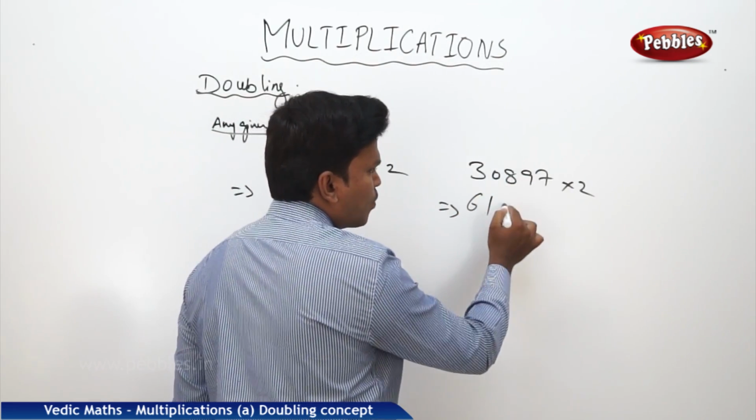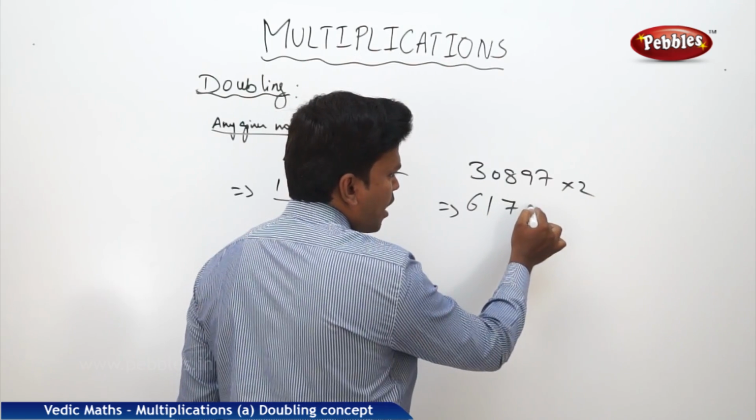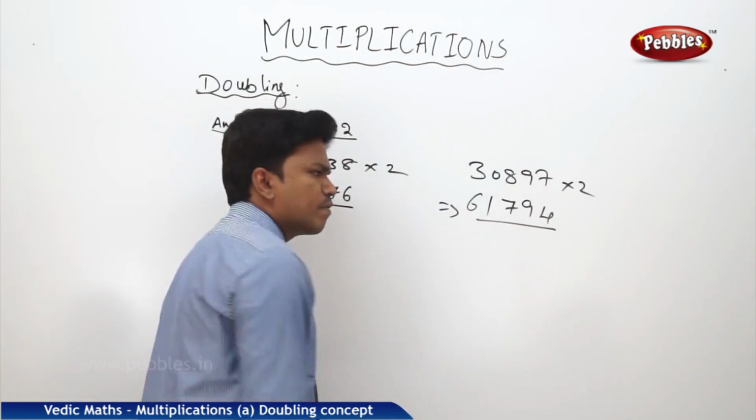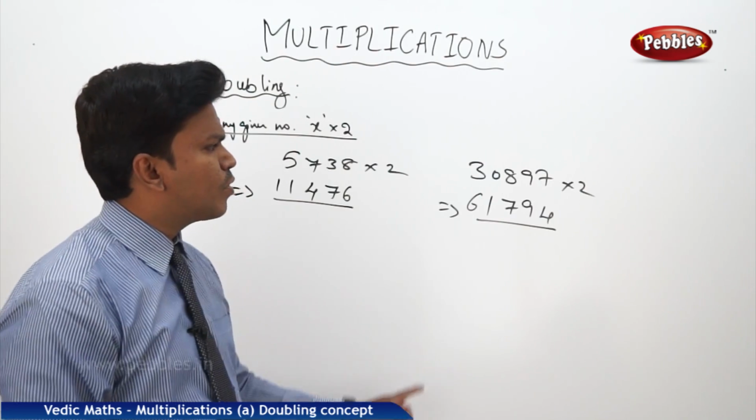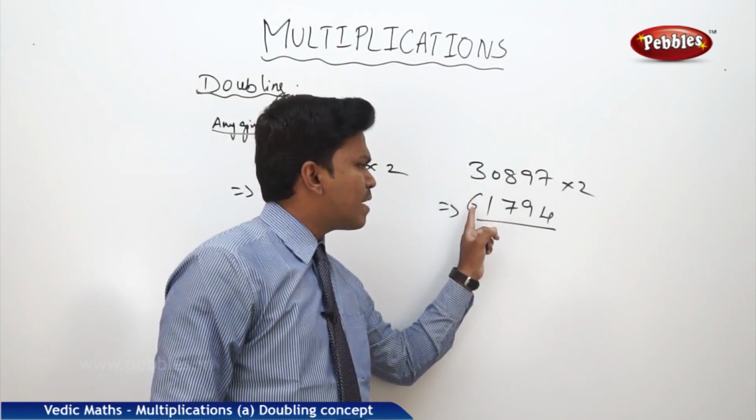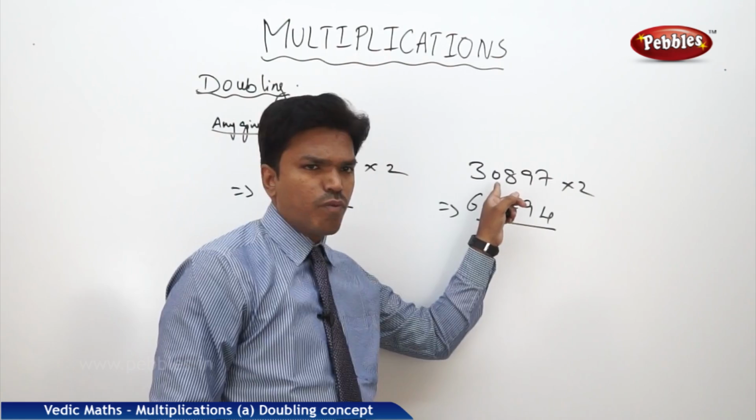0 but 1. 2 8s are 16, 6 but 7. 2 9s are 18, 8 but 9, and this is 4. The answer is 61794. What I am going to do, again explaining: 2 3s are 6, but 6 only. Why? Because 0 is just group 1.